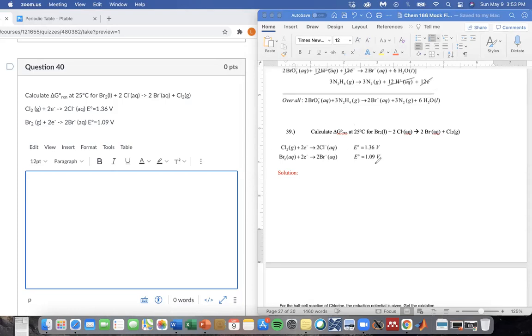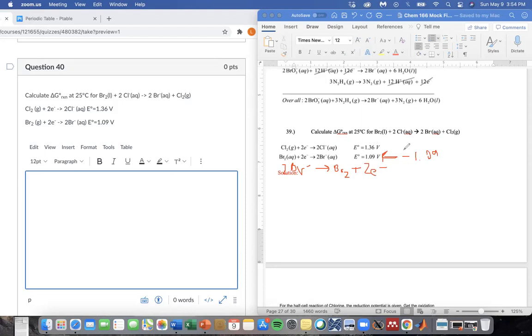And so we can just convert it. We can figure out which one is being oxidized and which one's being reduced. Because this one has the lower voltage, we want to make this the anode. It's more likely to be oxidized. And so we're going to go 2Br minus yields Br2 plus 2e negative. And so it'll be negative 1.09.